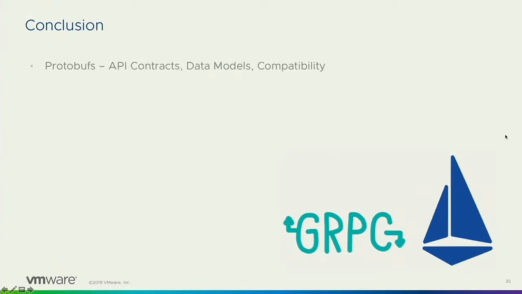So in conclusion, protobufs let you define API contracts and data models using the IDL, and it also gives you forward and backward compatibility. gRPC is based on HTTP 2, and it also generates client stubs for you, so you don't need to do it yourself. And since it's based on HTTP 2, you get better network performance. And also, you get better performance than JSON because it encodes objects into base64.